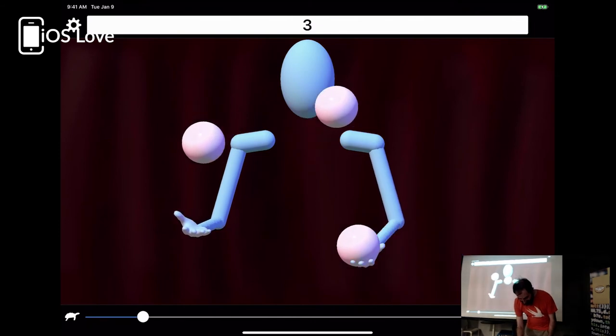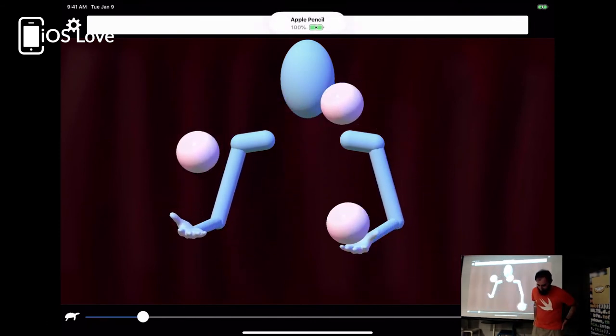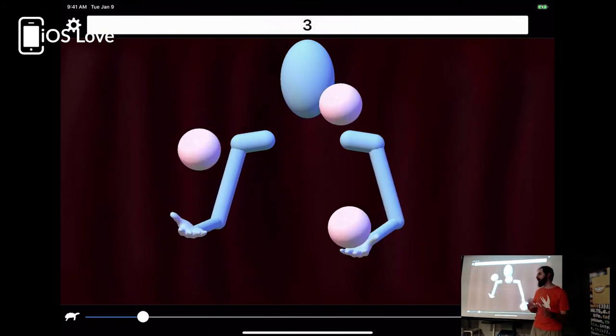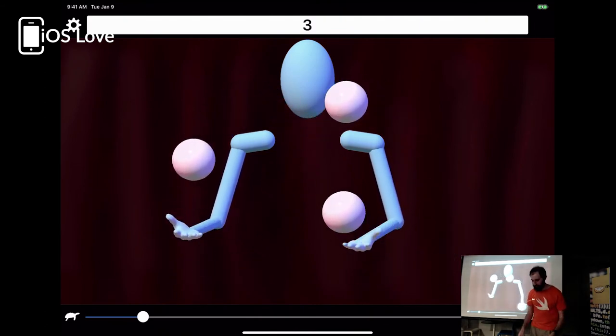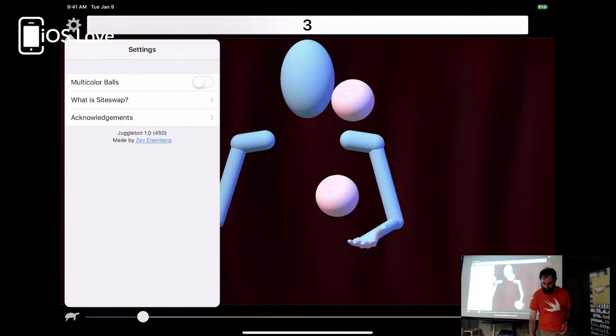2 weeks. 2 weeks. This app took me about 2 years. Oh. Like on and off. I mean, not full time, but I've been playing with it for a long time.